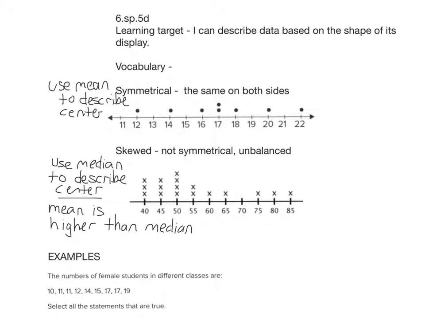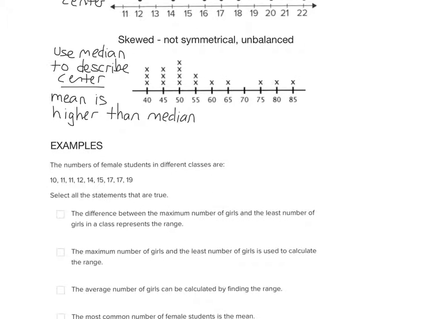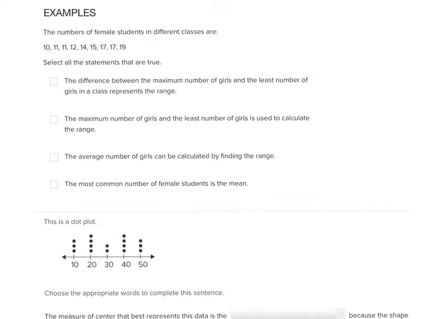Okay, here's your lesson on 6.SP.5d. Your learning target is to be able to describe data based on the shape of its display. Okay, so the vocabulary we've already gone over. You can skim past that. Let's go down here to our examples and let's answer the questions.